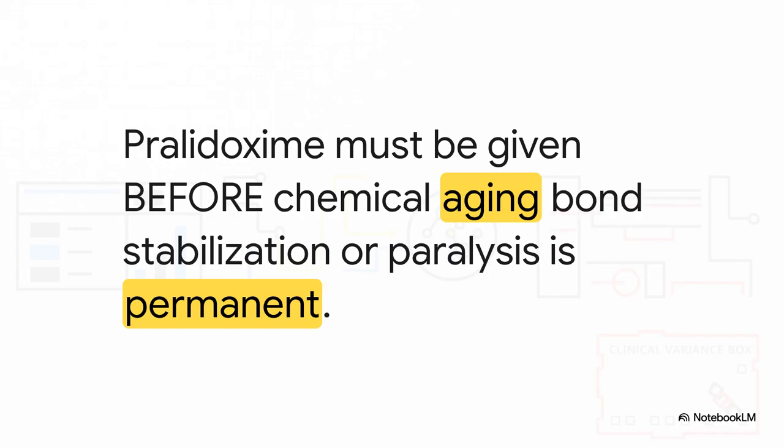You have got to administer it before chemical aging bond stabilization occurs, which typically happens within a 24 to 48-hour window. If you miss that chemical aging window, that bond becomes permanent, and your patient remains permanently paralyzed. No way around it. Pure pralidoxime monotherapy or a simple bronchodilator trap will completely fail them. You must sequence correctly, and you have to do it rapidly.